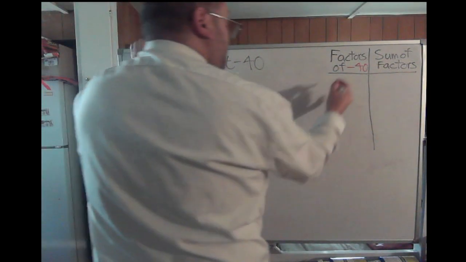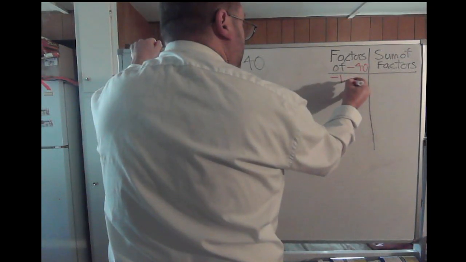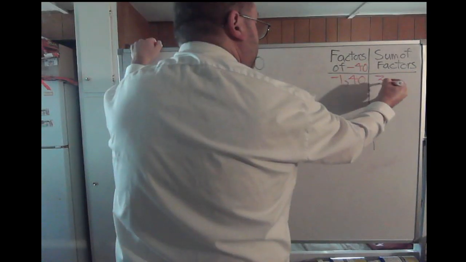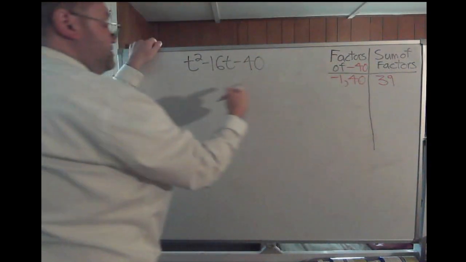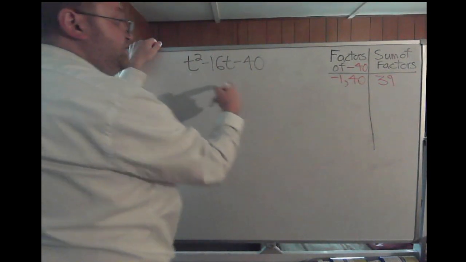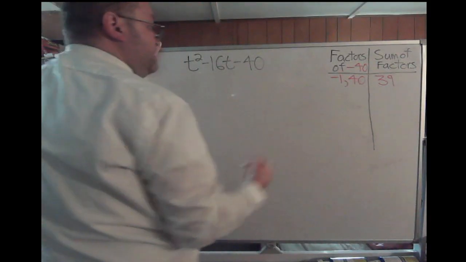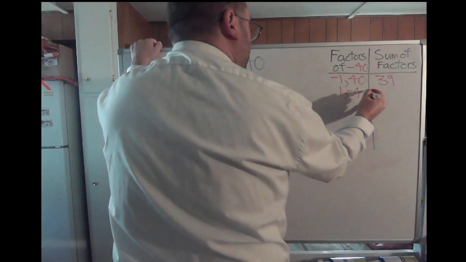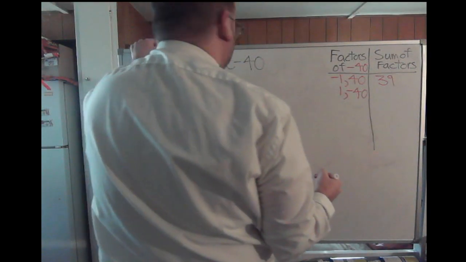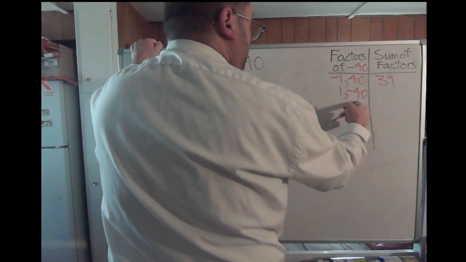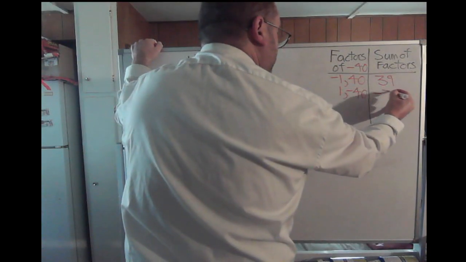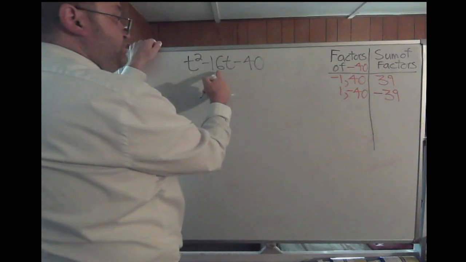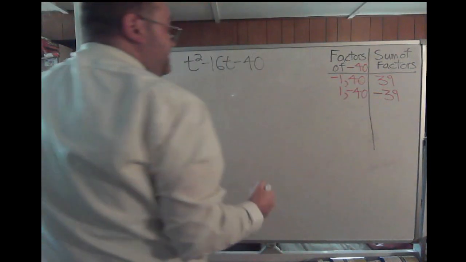Well, we have, of course, negative 1 and positive 40. When you add those factors together, you get positive 39. That doesn't work because your middle coefficient should be negative 16, not positive 39. So how about positive 1 and negative 40? Add those together, you get negative 39. Still doesn't work. Your coefficient on the middle term should be negative 16, not negative 39.